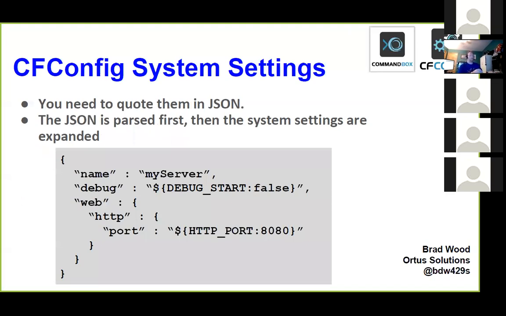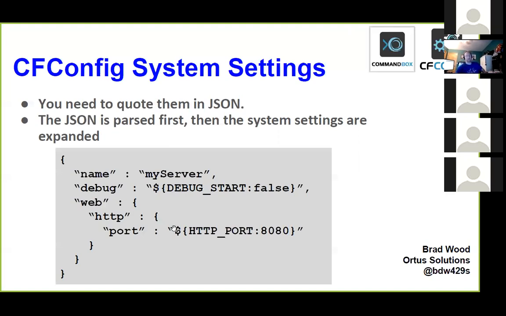You need to make sure you wrap quotes around it in your JSON file. This is an example of a server.json file, and you can see that the debug parameter, which is a true-false, we are referencing an environment variable called debug start, which I just invented. You can call it whatever the heck you want. And if it's not set, then it defaults to false. So if you wanted to get debug output when you start a server, you could set an environment variable of debug start to true, and it would just get picked up automatically the next time a server starts.